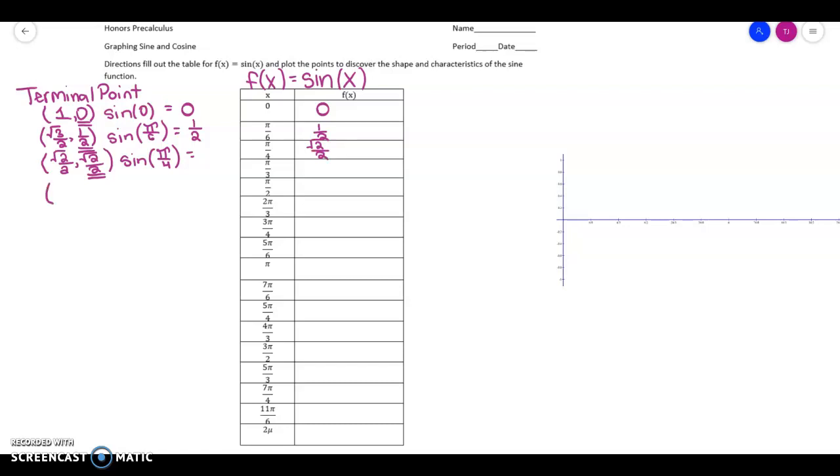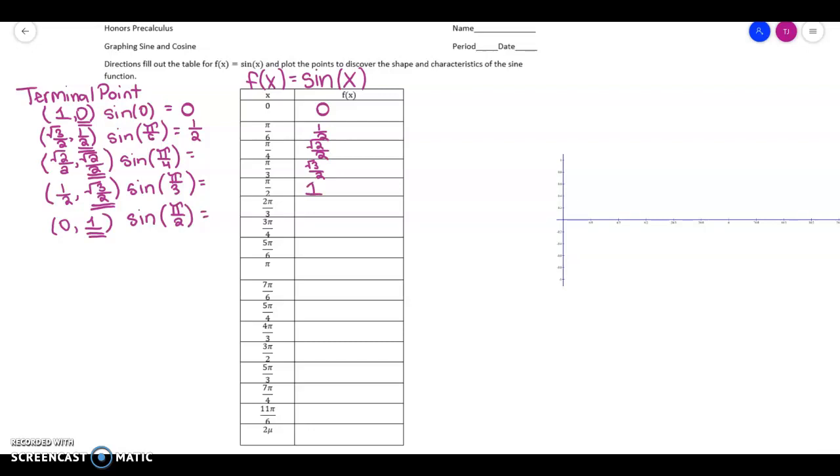All right, pi over 3, same thing. Terminal point at pi over 3 is (1/2, square root of 3 over 2). And the sine of pi over 3 is going to be my y value at pi over 3, which is going to give me square root of 3 over 2. All right, and when I get to pi over 2, I'm a quarter of the way around my circle. At pi over 2, we know our terminal point is (0, 1). So the sine of pi over 2 is just going to be equal to 1.